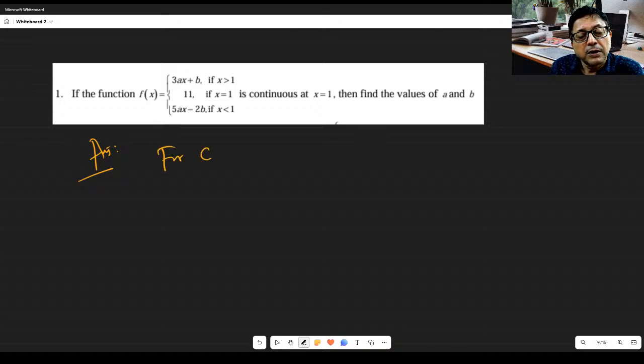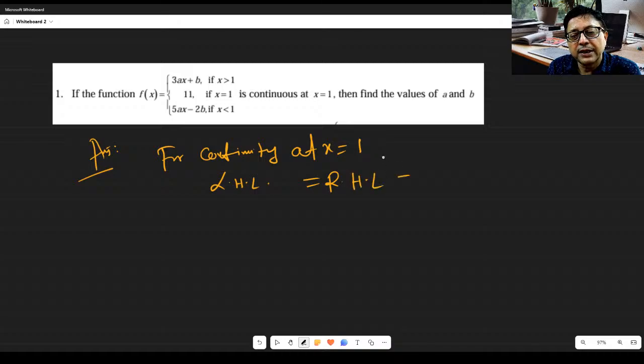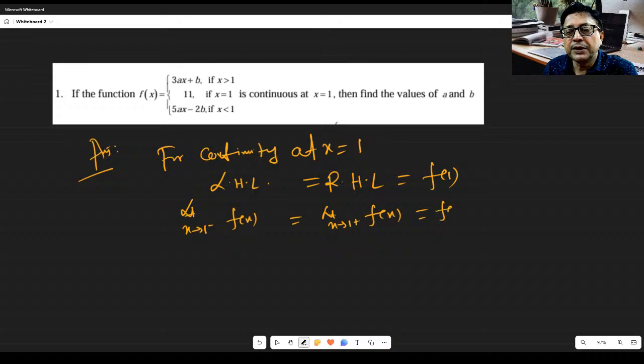For continuity at x equal to 1, LHL equal to RHL equal to f(1). Agree? Left hand limit, right hand limit, functional value they are equal. Left hand limit, how have we written? Limit x tending to 1 minus f(x) equal to limit x tending to 1 plus f(x) is equal to f(1).